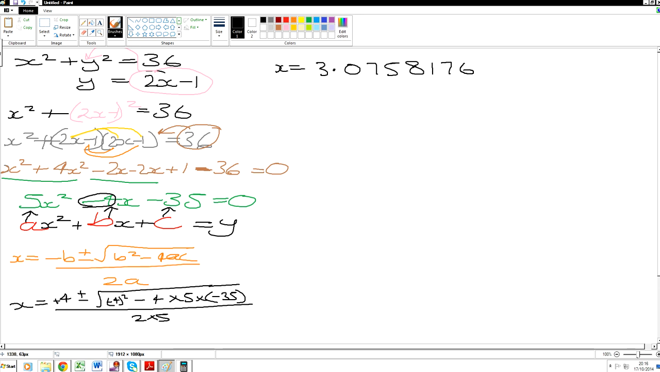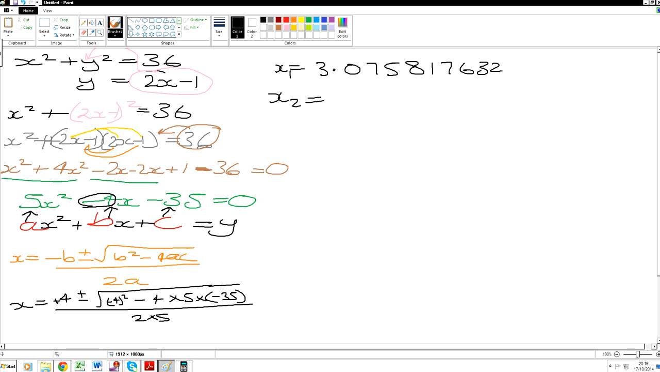Isn't that plus 4 supposed to be minus 4? Where? That, the X bit. Because it says minus B. If we do minus minus, you get minus B. So two minuses make a plus. That's right. It's minus 4 is plus 4. That's why this one here is minus, that one's plus. Okay. So that's x1. Now we're going to need to work out x2.